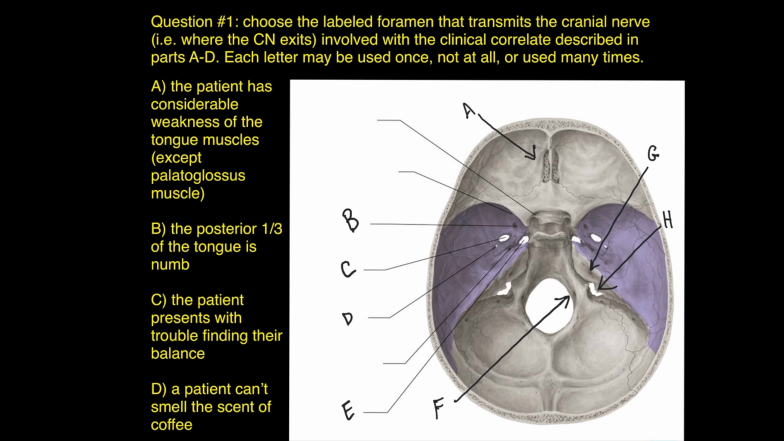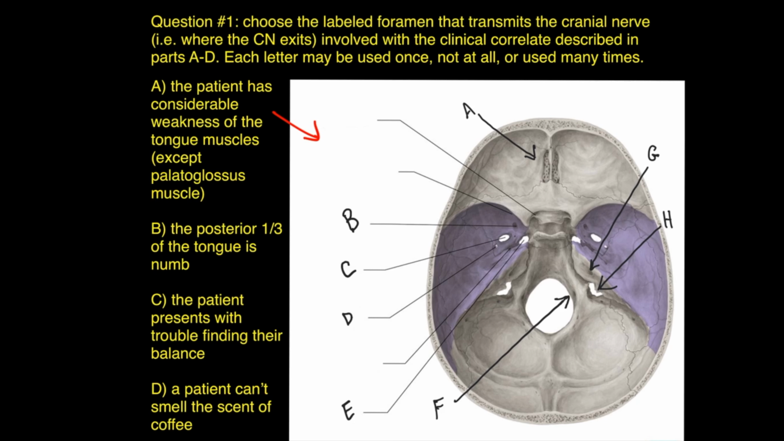Let's look at the question: choose the labeled foramen that transmits the cranial nerve involved in the clinical correlate described in parts A through D. Each letter may be used once, not at all, or many times. All right, so a patient has considerable weakness of the tongue muscles, except palatal glossus muscle. So again, we need to be really quick, and we need to be able to recognize which nerve innervates the tongue muscles. What do you guys think?